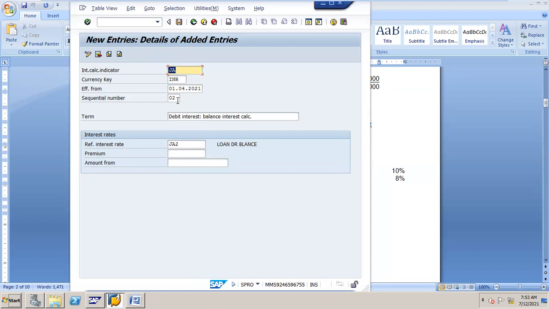Why the sequential number? By using the sequential number, I can assign a number of reference interest indicators to the main calculation indicator. So next, by using 03, I can assign JA3, 04, JA4, like that. By using the sequential numbers, the system can hold the reference interest indicators. Okay, understood? Why the sequential numbers? Yes, ma'am. Okay, save.